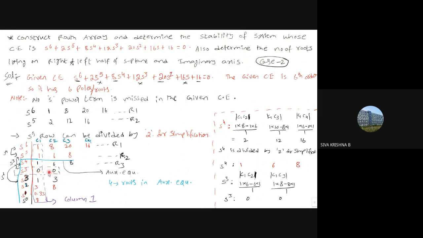See here. Whenever you have a row of zeros occurs, itla procedure cheskuntu veltunam. So we have a row of zeros here. Row of zero occur ayindi ante just go through the above row. So that means this is S power 4 row. Is this even or odd? S power 4 means even or odd? Even.